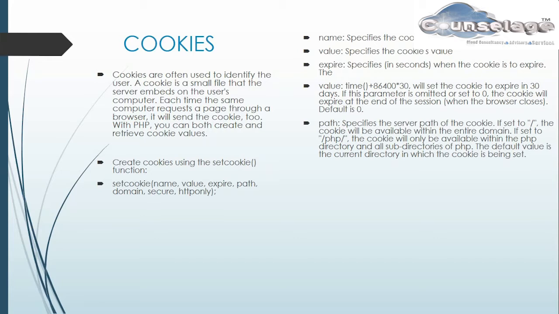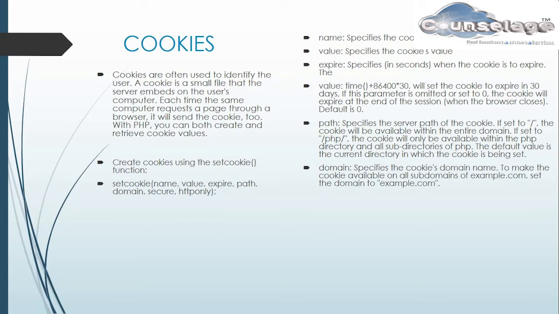Path. It specifies the server path of the cookie. If set to /, the cookie will be available within the entire domain. If set to /php/, the cookie will only be available within the PHP directory and all subdirectories of PHP. The default value is the current directory in which the cookie is being set.